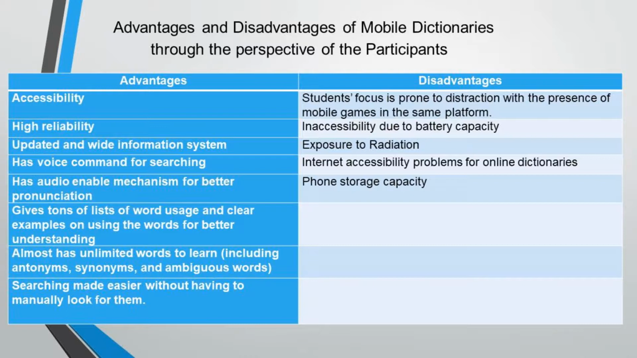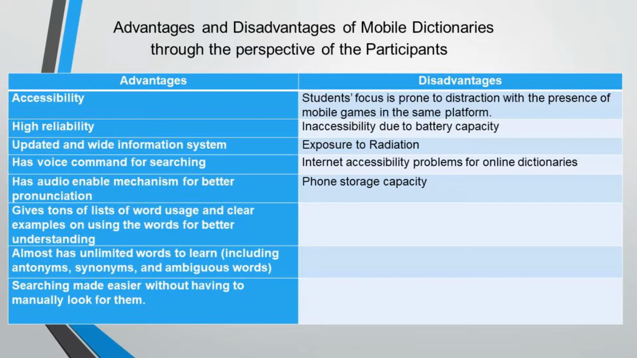So the advantages are: gives tons of list of word usage and clear examples on using the words for better understanding. Almost has unlimited words to learn, including antonyms, synonyms, and ambiguous words. Searching made easier without having to manually look for them. So the data shows that the mobile dictionaries have more advantage than disadvantage in terms of accessibility. However, it poses some serious disadvantage, as the distraction of mobile games may lead to lessened productivity and motivation in studying and eventually lead to addiction.